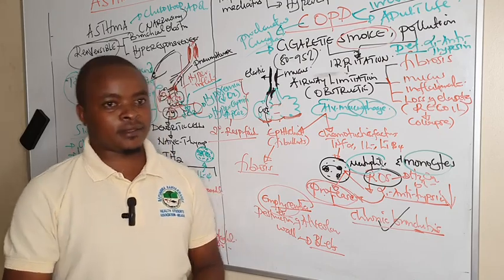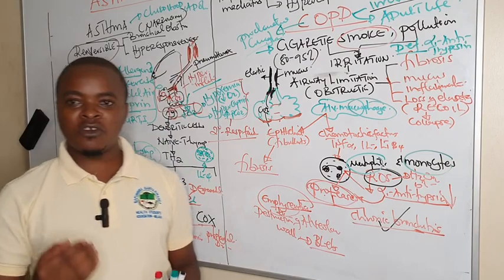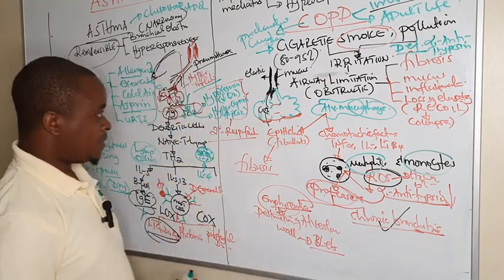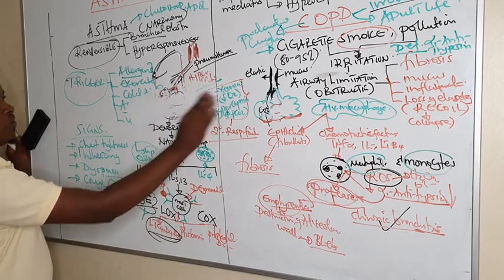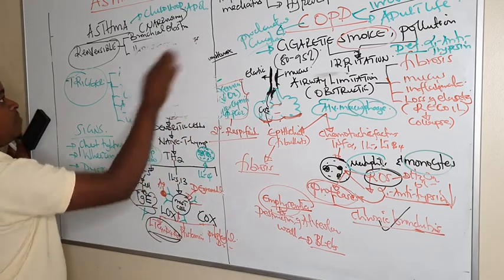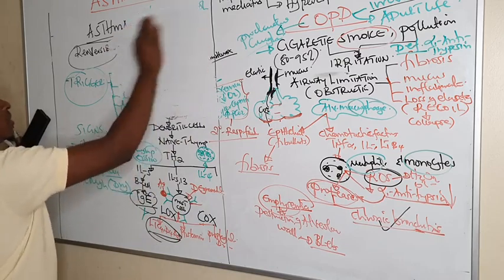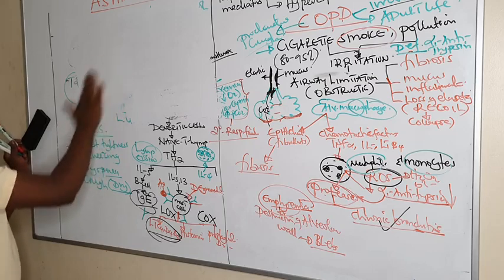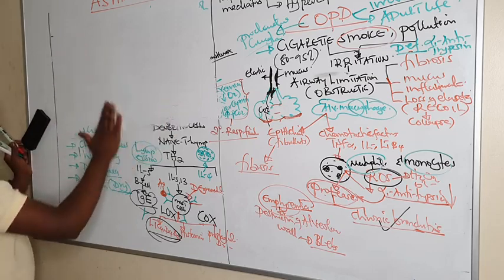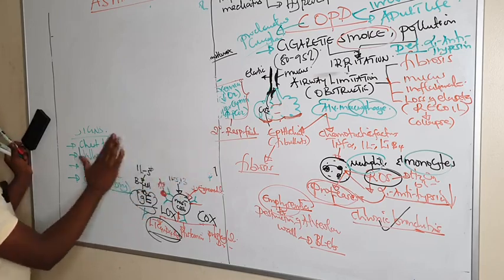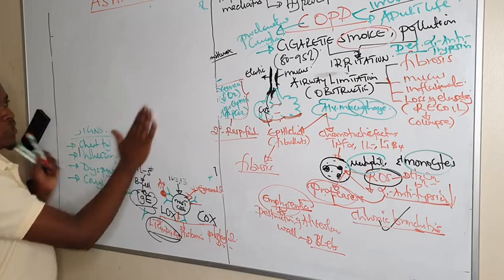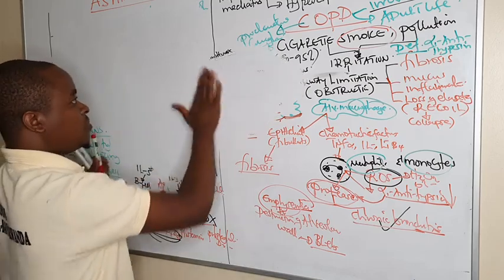So after this, we are going to look at the diagnosis of these conditions. Lastly, we are going to see the diagnosis. How can we diagnose asthma together with COPD? As a medical doctor, we need to differentiate them, though clinically, by signs and symptoms, it is not easy to differentiate the two.